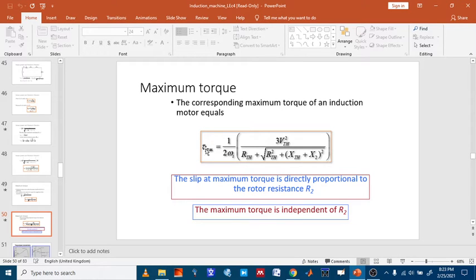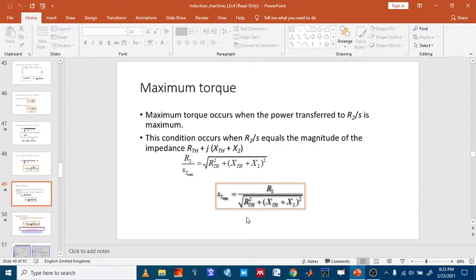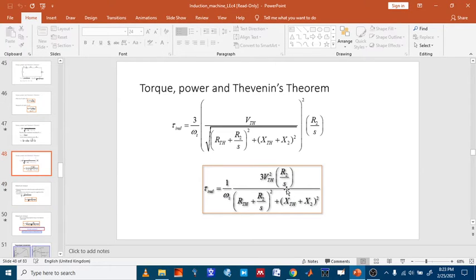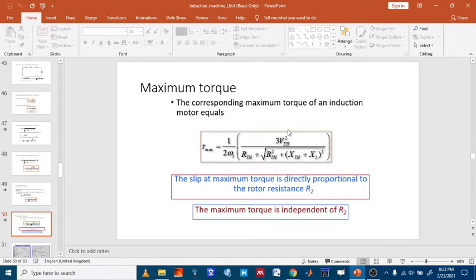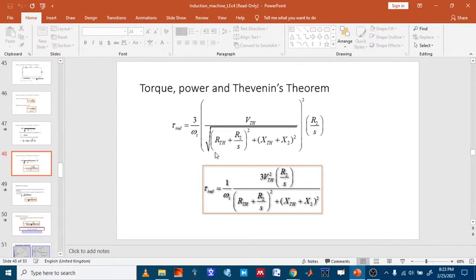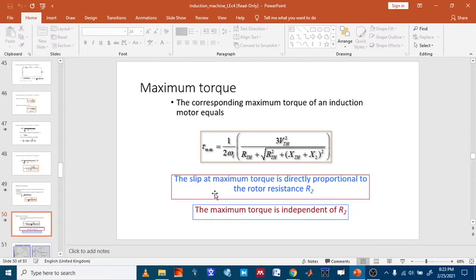After substitution, you get T max to be this. When you replace S T max in this equation, you will get maximum torque to be this. Just take note of this relation. In terms of maximum torque, you just use this, the generalized formula for torque induced. T max is given by this.